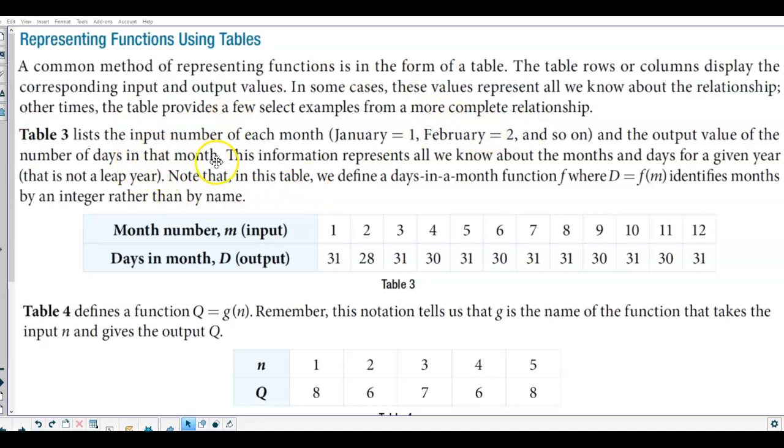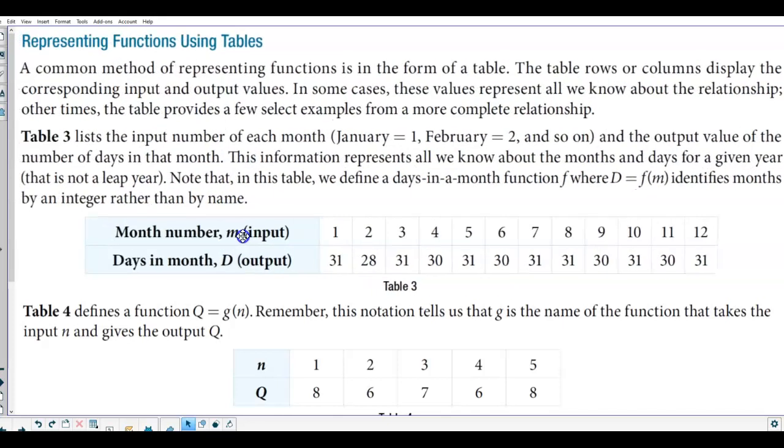Table 3 lists the input number of each month, January equal to 1, February equal to 2, and so on, and the output value of the number of days in that month. This information represents all we know about the months and days for a given year that is not a leap year. Now note that in this table, we define a days in a month function f, where d is equal to f of m, identifies months by an integer rather than by a name.